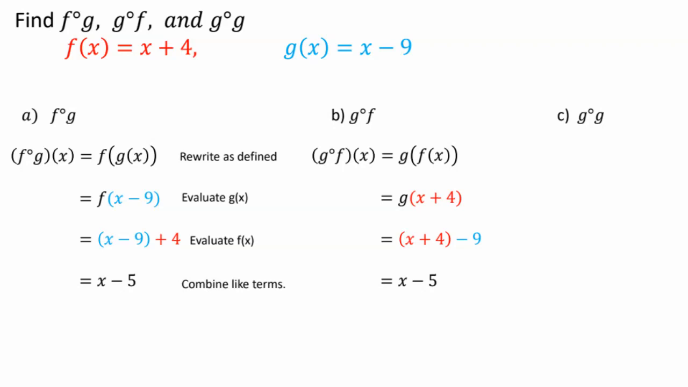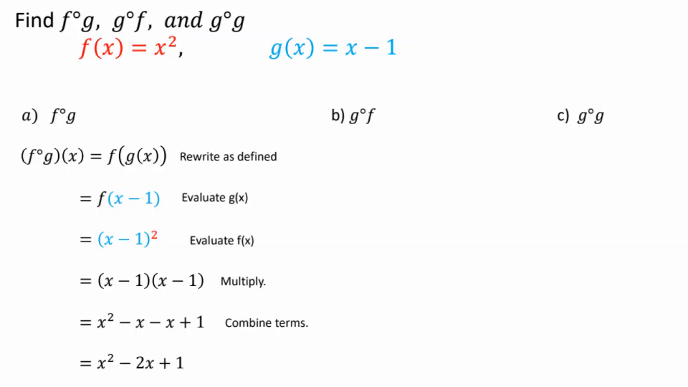Now comes part C, the g of g. So for the g of g, I'm going to plug in g of x is equal to x minus 9. So then I'm going to go to my g function, and I'm going to plug in x minus 9 for every x, which will be right here where the x minus 9 is. So it's going to give us x minus 9 minus 9. So it will give us x minus 18. So this is the evaluated g of g function here.